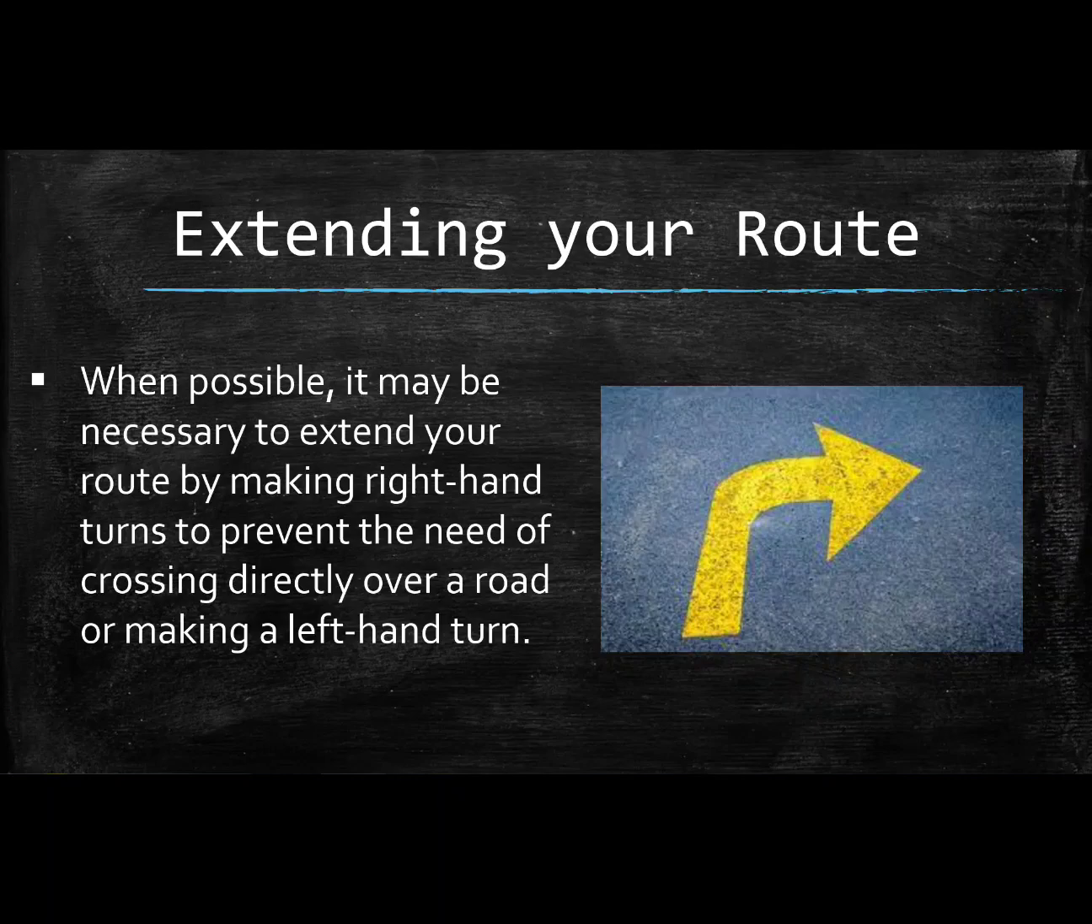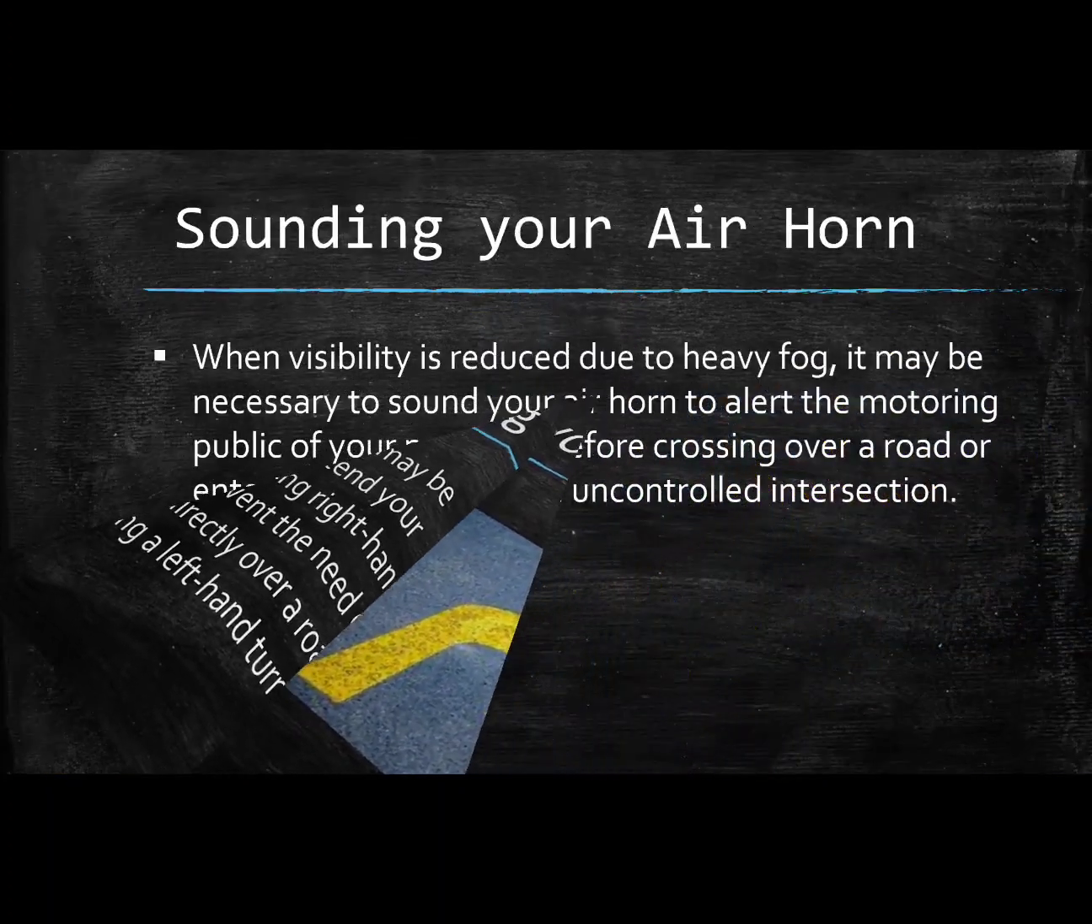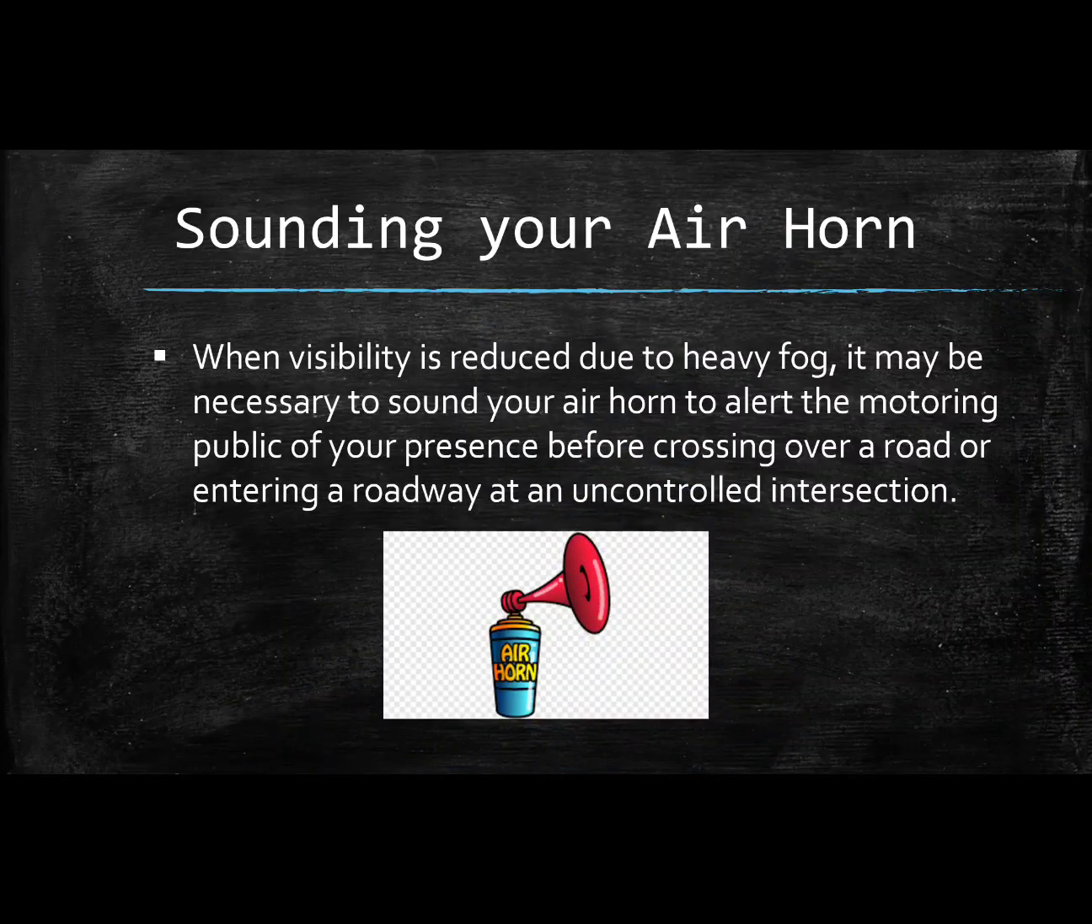Extending your route. When possible, it may be necessary to extend your route by making right-hand turns to prevent the need of crossing directly over a road or making a left-hand turn. Sounding your air horn. When visibility is reduced due to heavy fog, it may be necessary to sound your air horn to alert the motoring public of your presence before crossing over a road or entering a roadway at an uncontrolled intersection.